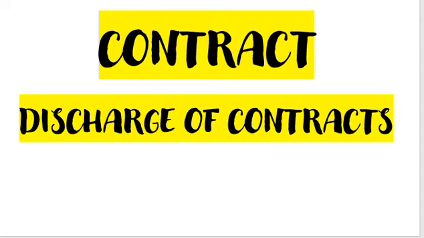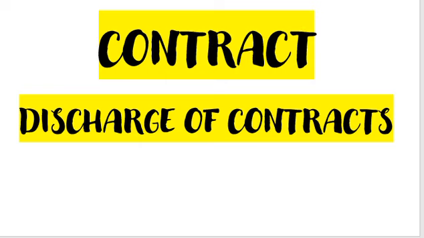Now let's understand what is discharge of contracts. Discharge of contract means ending contractual obligations. Doctrine of frustration applies when unforeseen events make it impossible or radically change the purpose of the contract, leading to its termination.